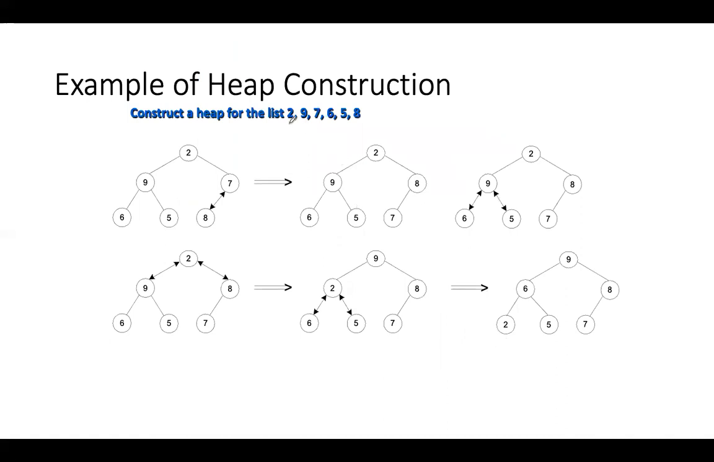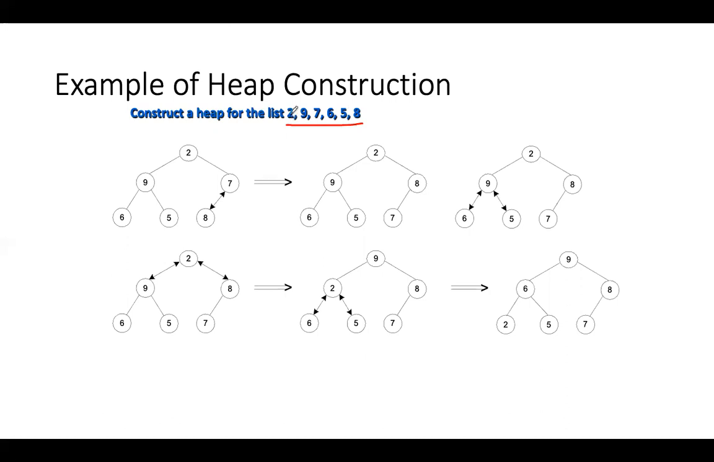So this is the given set of elements that I want to sort. The first thing is, before sorting, you have to construct the heap for these elements. Some elements are given and you are asked to sort them using heap sort, or they may simply ask you to construct the heap for these elements. So first, draw the tree.